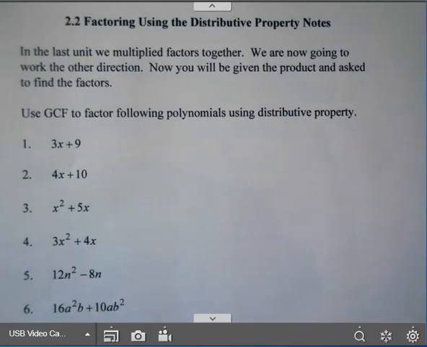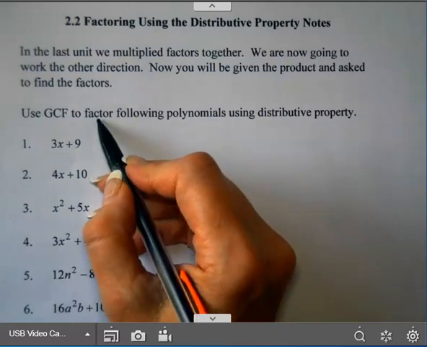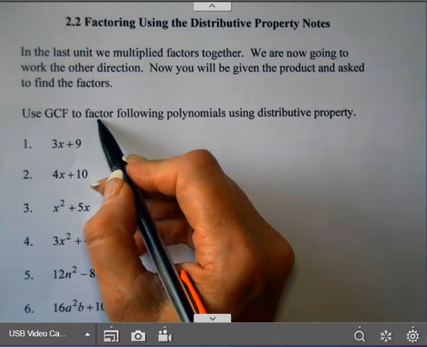In our last unit we multiplied factors together. Now we are going to work the other direction. We're going to be given the product and asked to find the factors. This first lesson we're going to look at the greatest common factor.